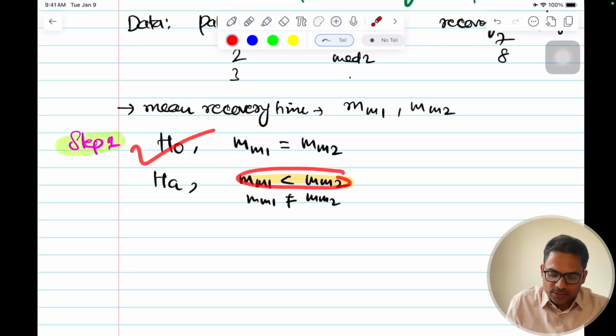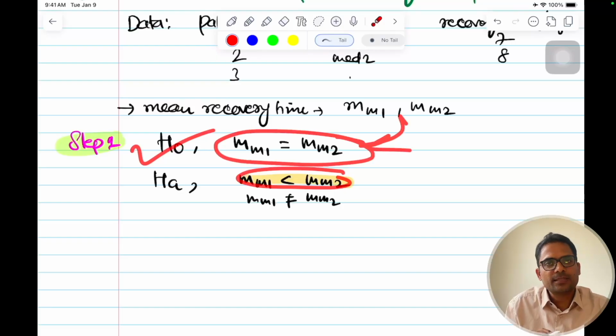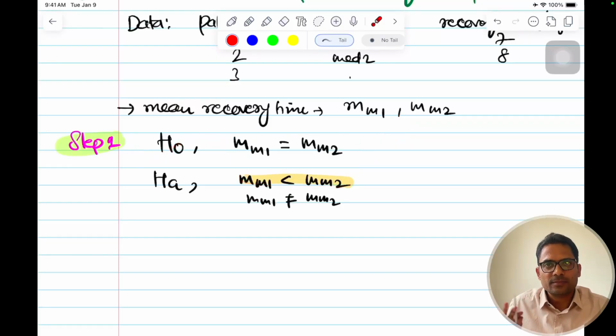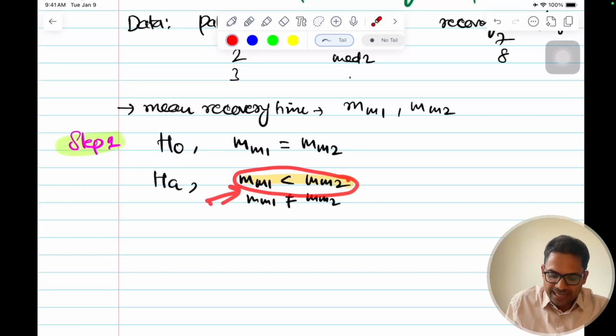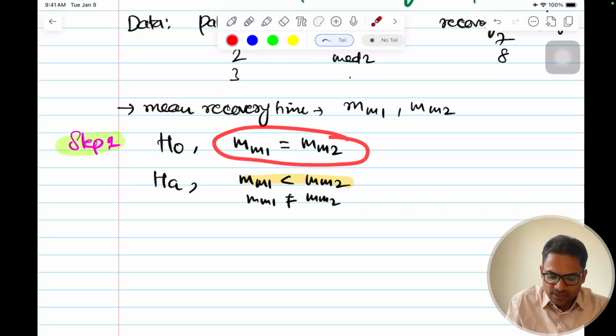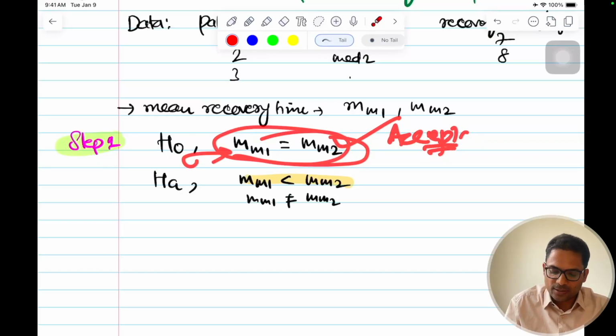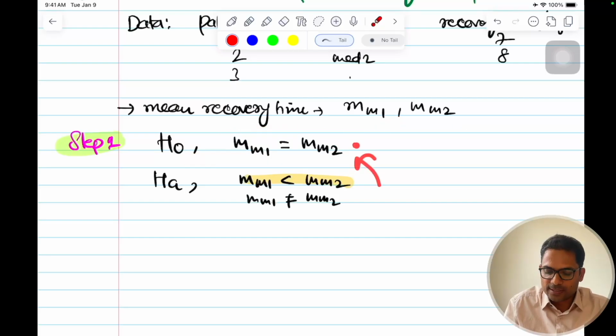Okay, so my null hypothesis is that both the medicines are the same, nothing has changed, everything is equal. And my alternate hypothesis is that no, the mean recovery time of medicine 1 is less than the mean recovery time of medicine 2. Means medicine 1 is better. This is my alternate hypothesis. So we'll go and verify this. If it is valid, we'll accept it. Otherwise, if we don't find this is true, then we reject it, and automatically the null hypothesis will become true. So this is my alternate hypothesis for this case.